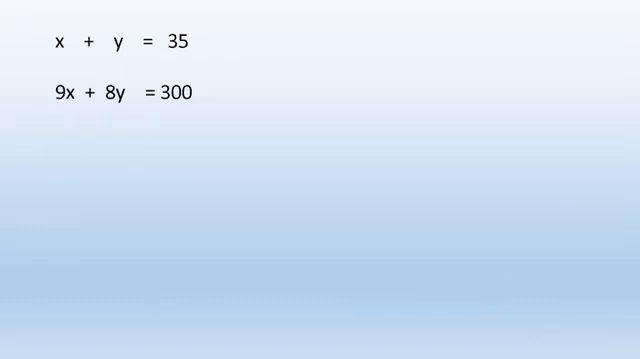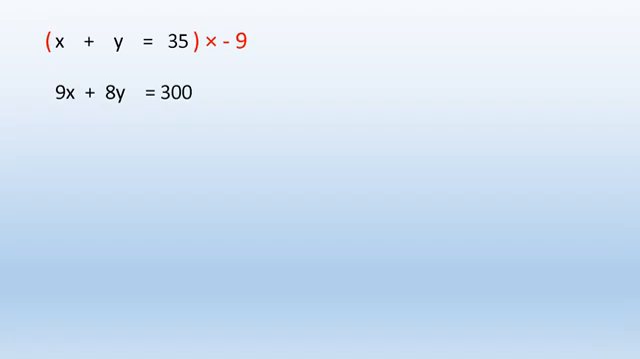Before solving the system, you need to make sure that x is above x, y is above y, equal above equal, and the numbers are above each other. Now, I have chosen to eliminate x. So I will multiply the first equation by minus 9. Why? Because the coefficient of x in the second equation is 9. So what kills the 9 is minus 9.